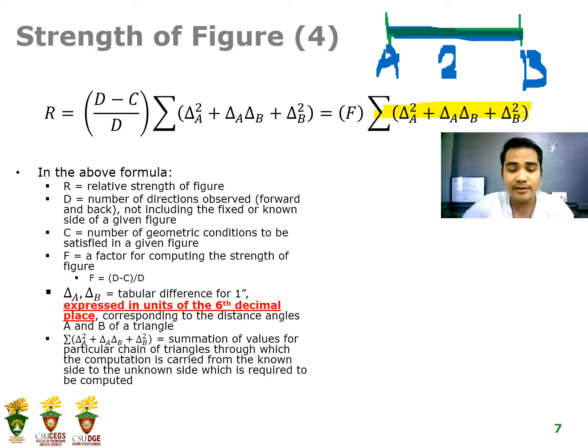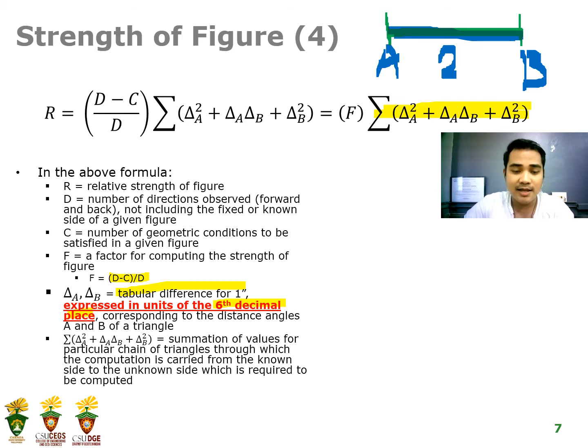And C is the number of geometric conditions to be satisfied in a given figure. And F is a factor of computing the strength of formula, which is equal to D minus C over D. Where change in A and change in B is the tabular difference for 1 second. So, kabalo naman mo sa pagkuha ning tabular difference in 1 second. Kaya ito na nang i-discuss sa previous part of this lecture. Where ang kaning change of A and change of B is expressed in units of the 6th decimal place. Dapat naka 6 decimal places siya, corresponding with the distance angles A and B of a triangle.